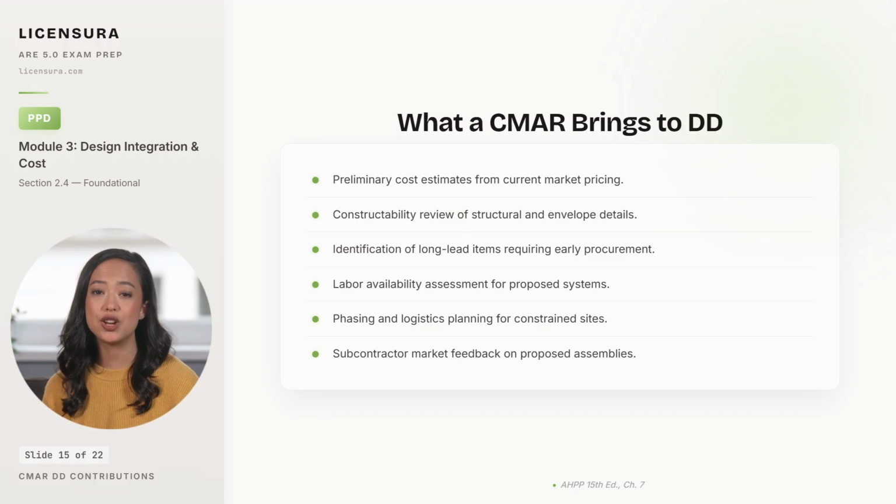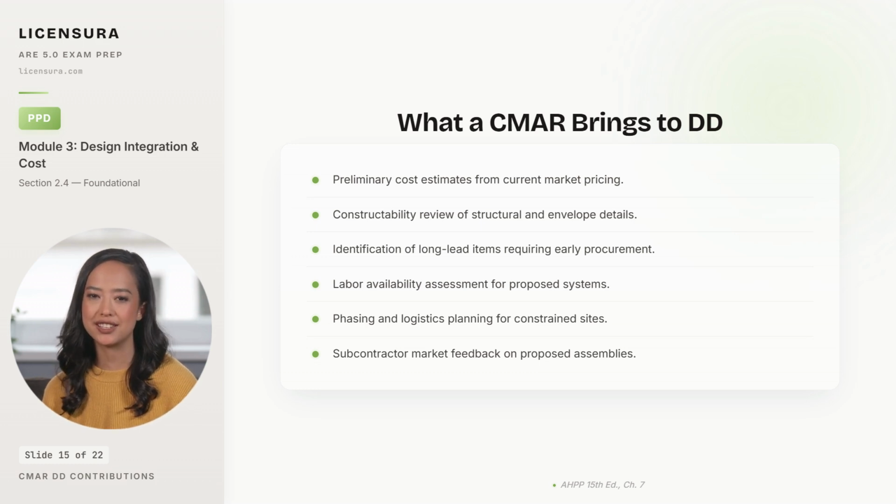Constructability review of structural and envelope details, with the perspective of the trades who will install them. Identification of long lead items requiring early procurement: switchgear, custom storefront, specialty equipment, which the architect can otherwise miss until the schedule is in trouble.